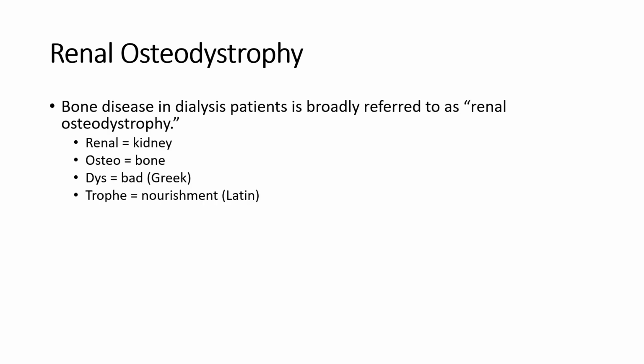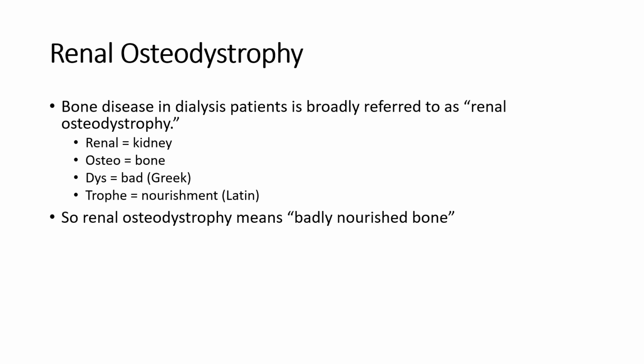Bone disease in dialysis patients is called renal osteodystrophy, and there are a lot of medical terms that are confusing, so I like to break them down into their roots so you can understand them better. Renal refers to kidney, osteo is a Greek word for bone, dys is the Greek word for bad, and trophy is the Latin word for nourishment. So literally, renal osteodystrophy means badly nourished bone.